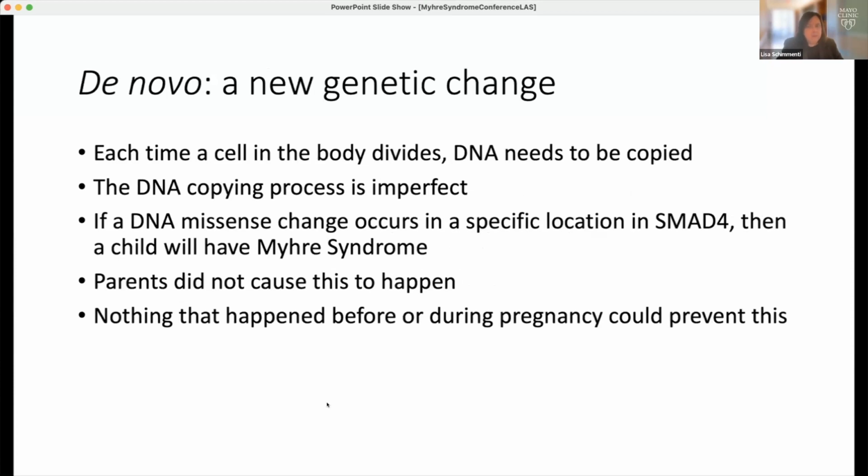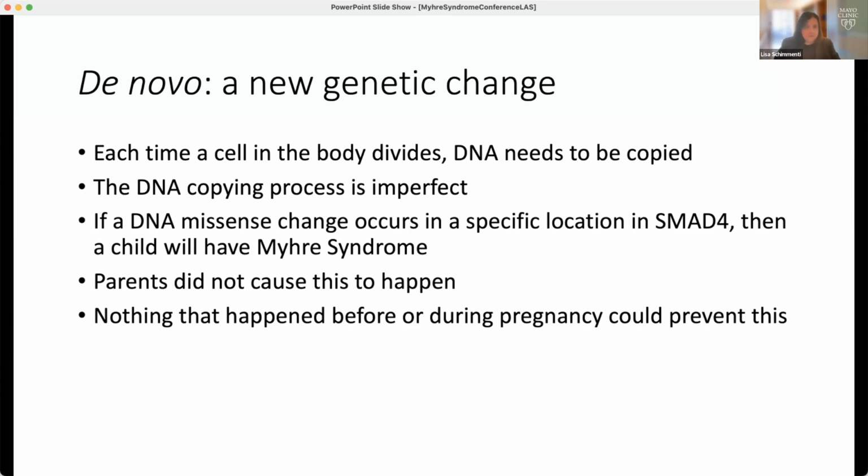But for many people with a SMAD4 variant, this is a de novo change, and it means a new genetic change. And it's because every time a cell in our body divides, DNA needs to be copied. And the copying process for DNA is imperfect. It's like if you were given a paragraph to copy and you suddenly spelled a word wrong in that paragraph. Our cells do the same thing. And if that DNA change, that missense change, occurs in a specific location in SMAD4, then a child will have Myhre syndrome.